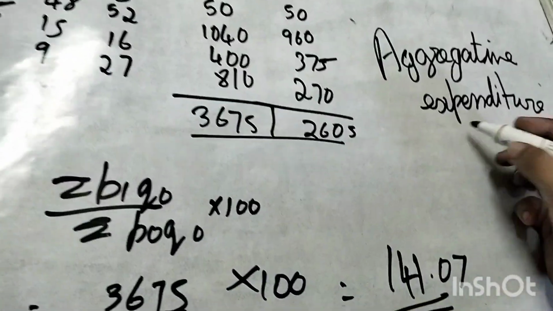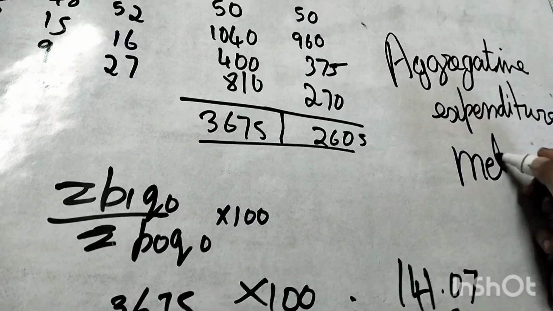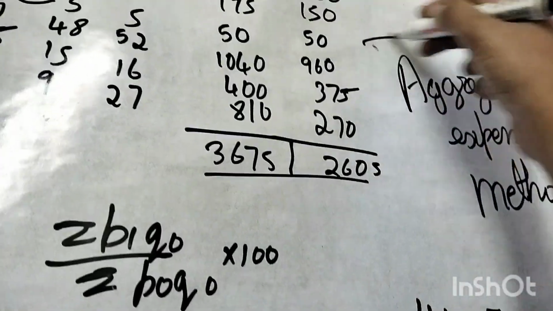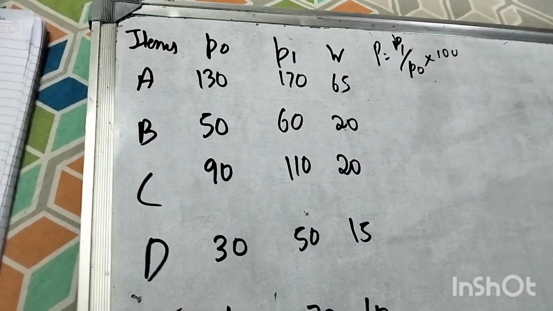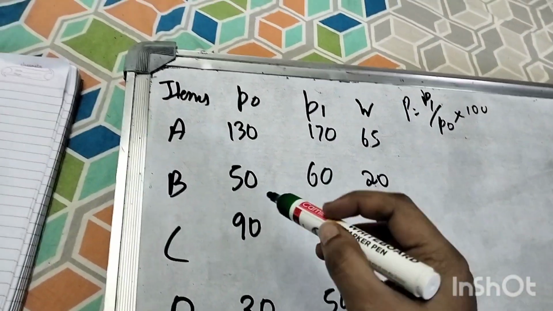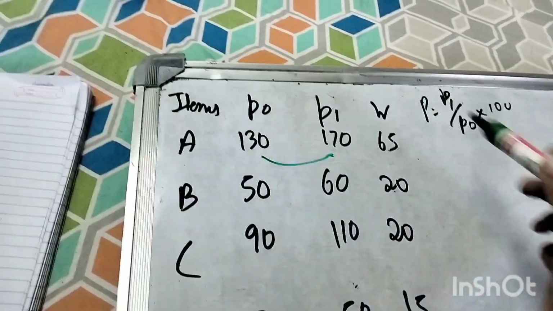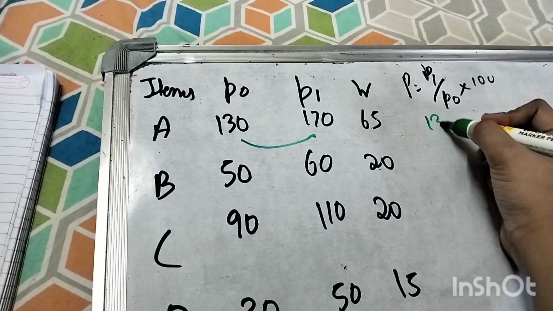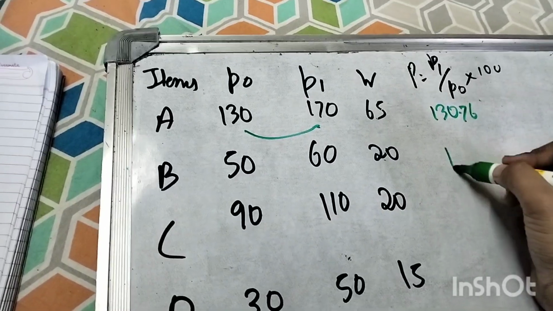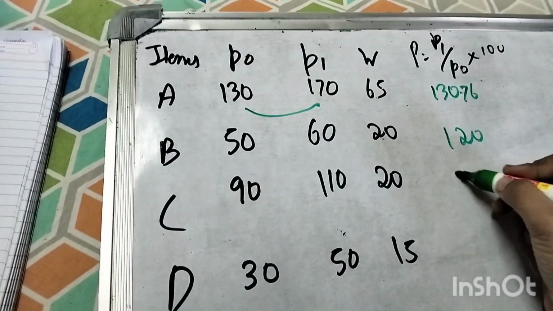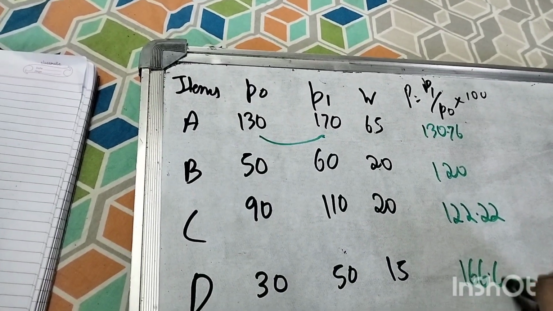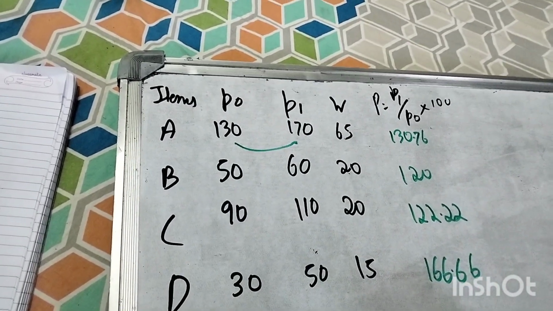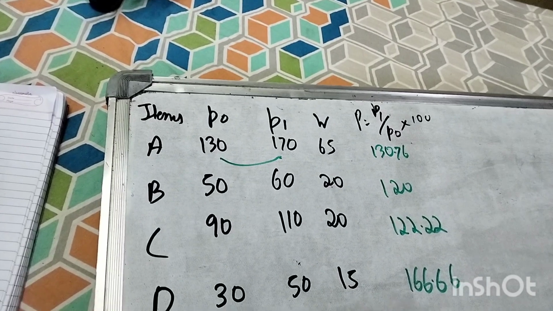The basic one is the aggregative expenditure method. Please don't mess it up. I'm telling this to my own self. We need to find out P, so that's nothing but P1 by P0 into 100. So that's 130.76, 120, 122.22, 166.66, 175 and 180.